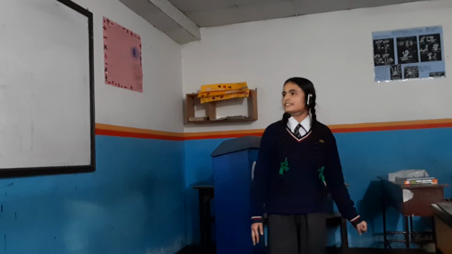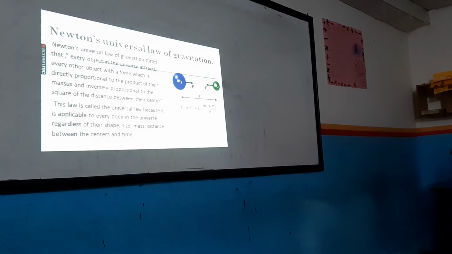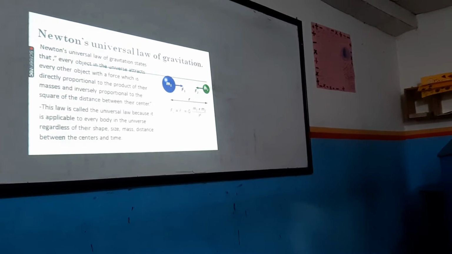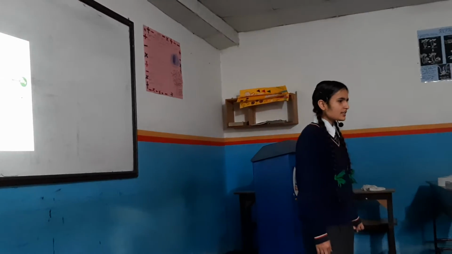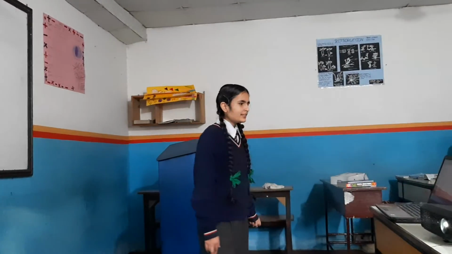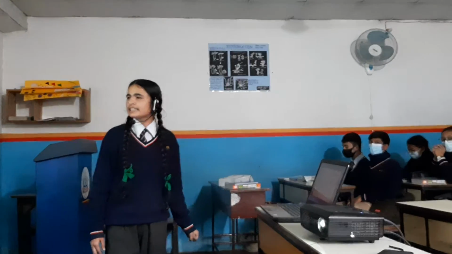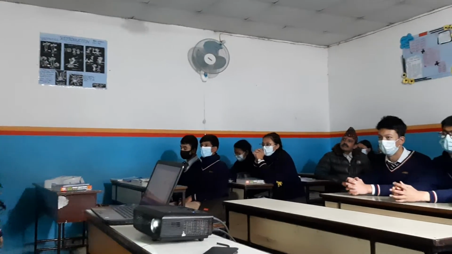Newton's universal law of gravitation. Newton's universal law of gravitation states that every object in the universe attracts every other object with a force which is directly proportional to the product of their masses and inversely proportional to the square of the distance between their centers. The law is called the universal law because it is applicable to every body in the universe regardless of their shape, size, mass, or distance between them.